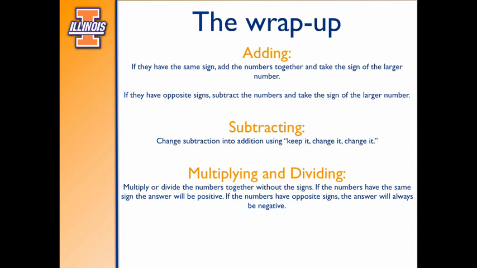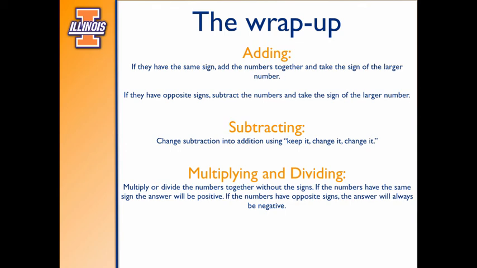So let's wrap it up. If we're adding numbers together that have the same sign, we just add the numbers together and we take the sign of the larger number. If the two numbers we're adding have opposite signs, we subtract the numbers and we take the sign of the larger number. When we subtract, we're going to actually change it into addition by using keep it, change it, change it.